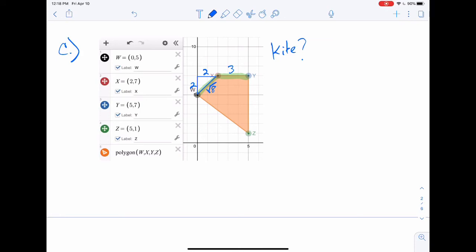And that tells us that this is not a kite because radical 8 does not equal 3. It equals approximately 2.83. So that tells us it is not a kite. It is just a quadrilateral. So we can't just go based on what it looks to be. We have to prove it using coordinate geometry. And in this case, our first assumption was wrong.